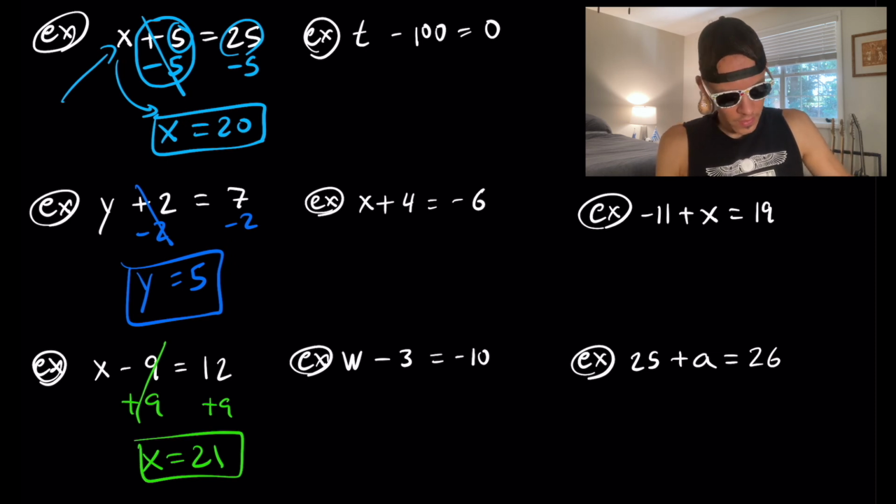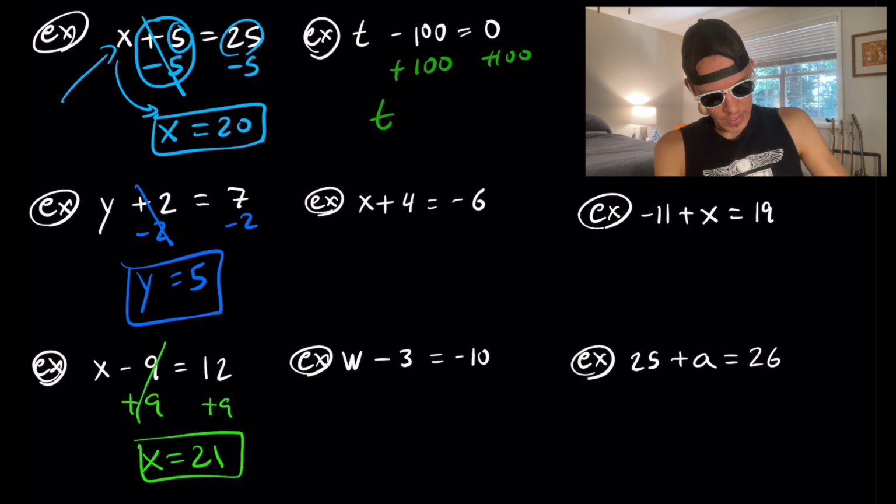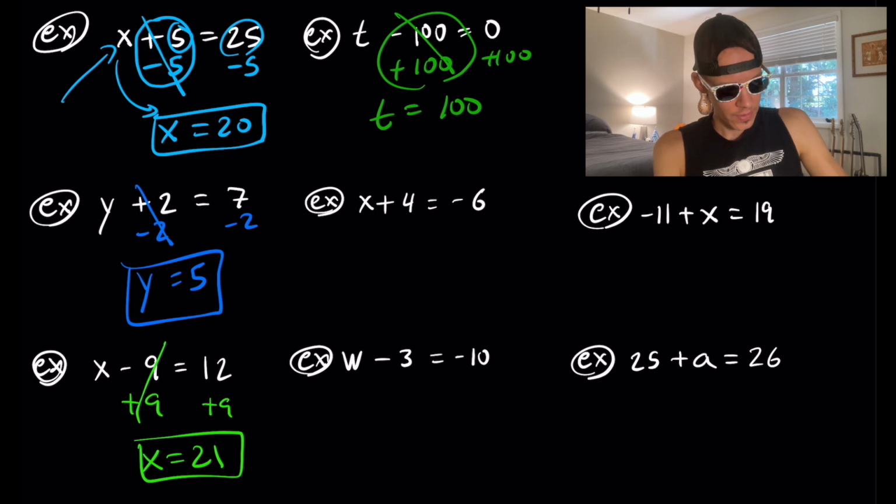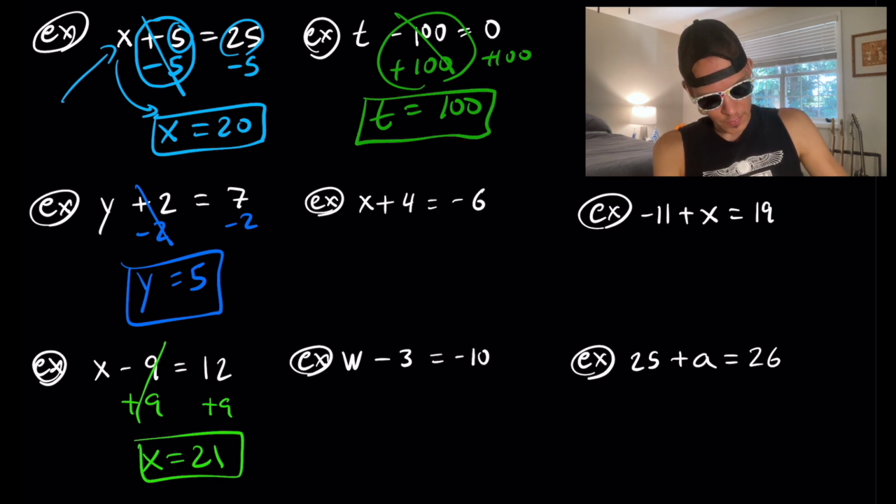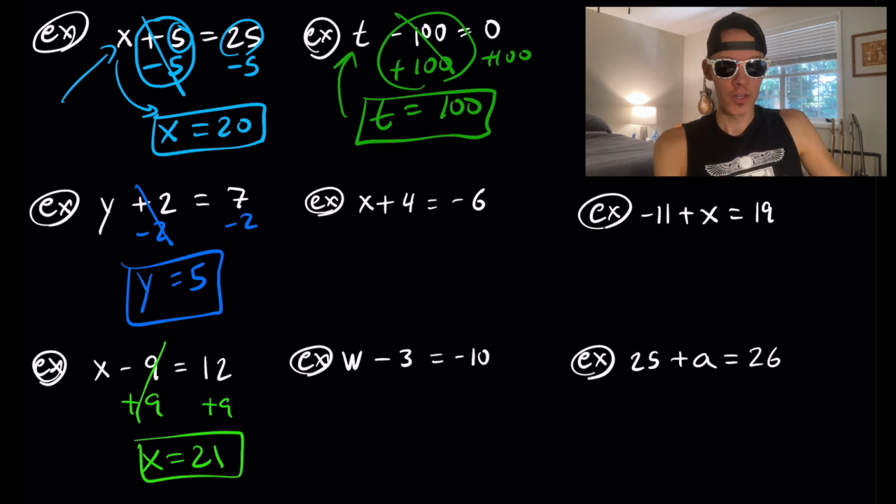All right, up here, t minus 100 equals 0. Just undo it. So I'll add 100 to both sides. So I'll have t is equal to 100. The minus 100 and plus 100, those cancel, and then 0 plus 100 is 100. And this makes sense. If I plug this back in for t, 100 minus 100 is definitely 0.